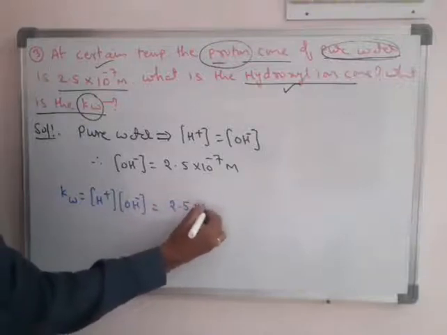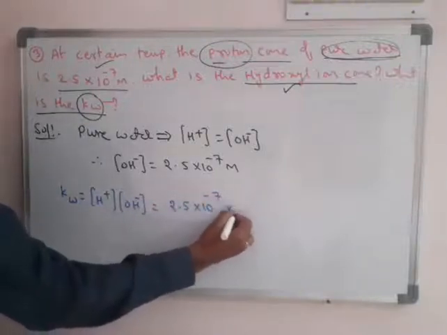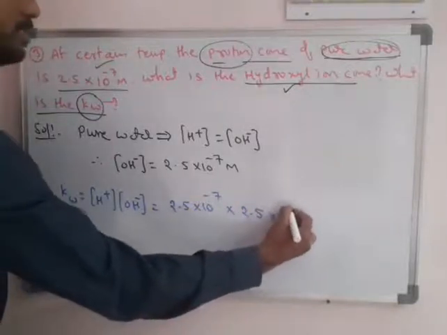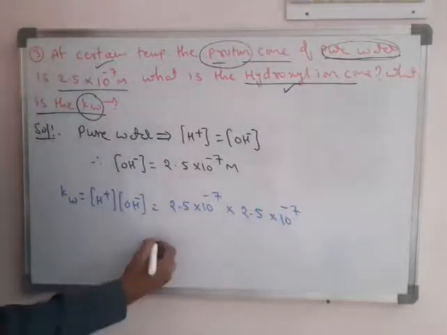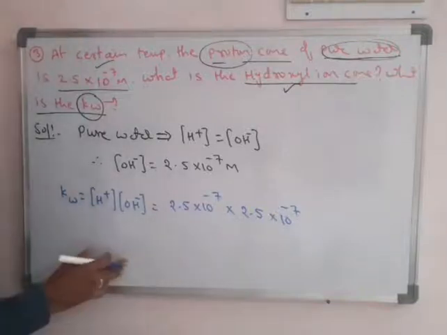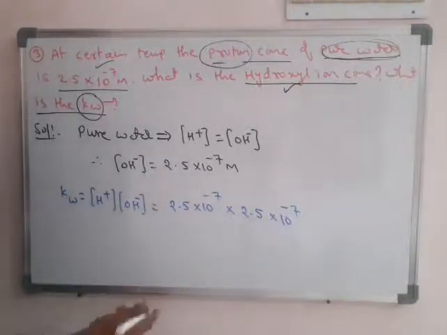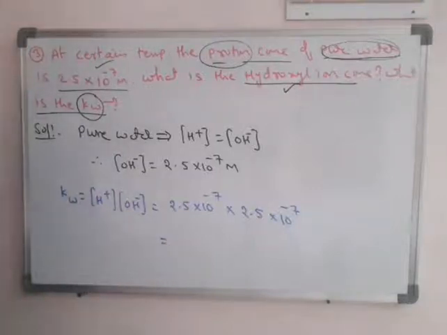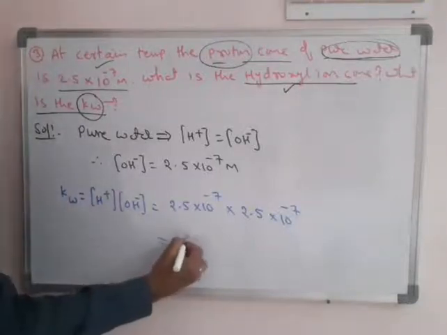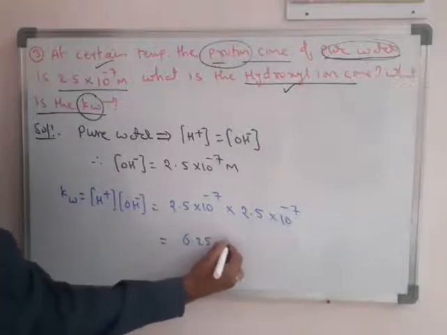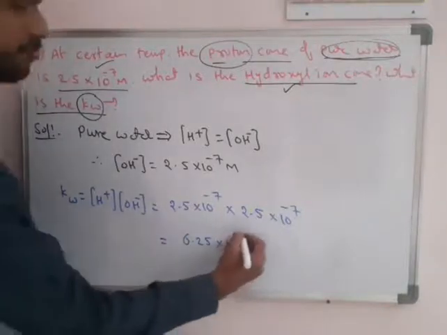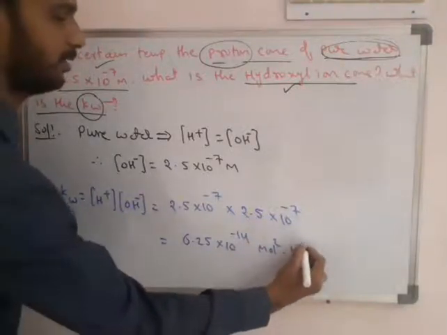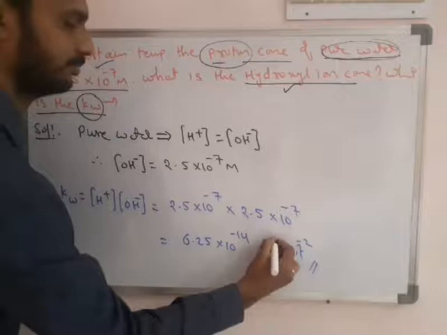Same, 2.5 into 10 to the power of minus 7. What is the OH minus? Same, because both are pure water, so both are equal. So moles square per liter, this is moles per liter, this is moles per liter. So finally we will get 2.5, so exactly we got 6.25 into 10 to the power of minus 14. It is moles square per liter square.